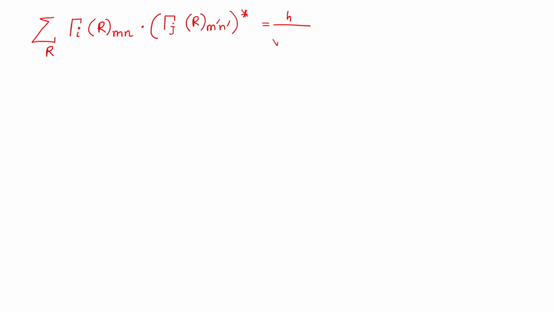Okay. So now I will again write the great orthogonality principle here: the sum over R of gamma i R mn multiplied by gamma j R m dash n dash is going to be h divided by l_i l_j, times delta i j, delta m m dash, delta n n dash.